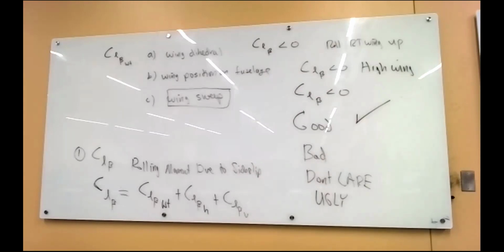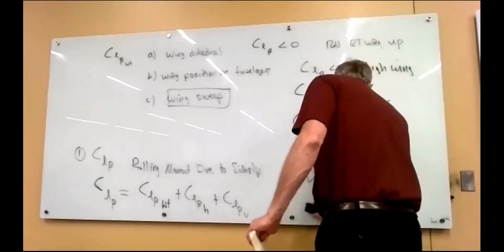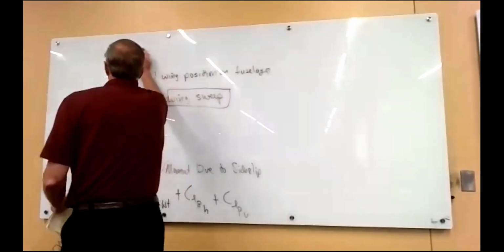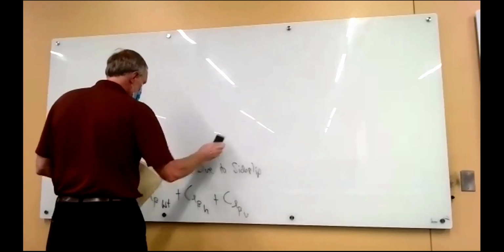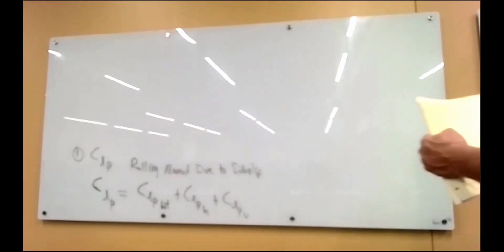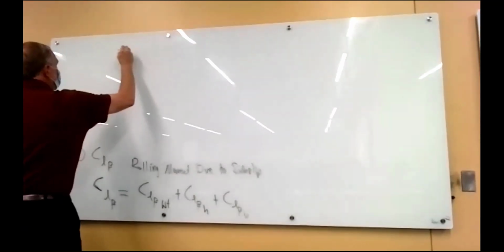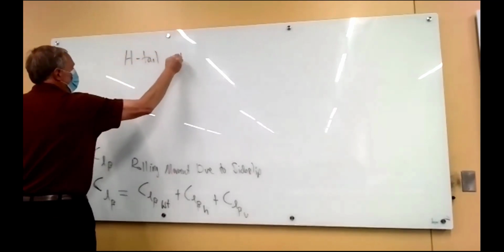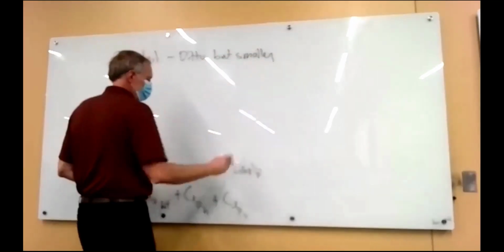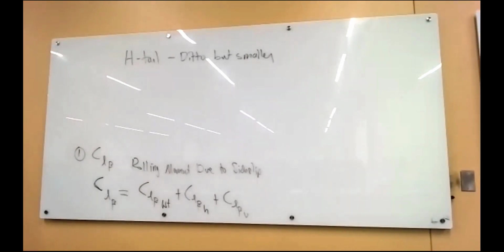And that's just the wing part. How about the horizontal tail? It's pretty much going to have the same effect, right? Only a lot smaller because the horizontal tail is smaller. So that's all we're going to write: ditto for the horizontal tail, but smaller. All right, well, that was easy. So now the vertical tail.